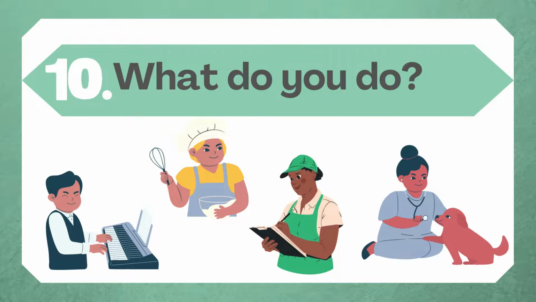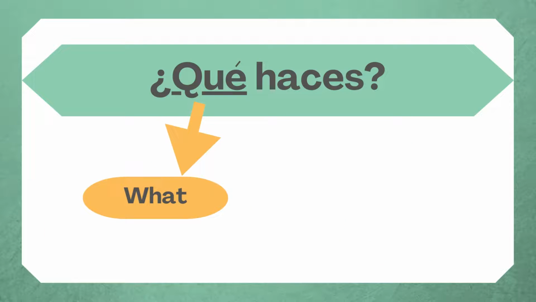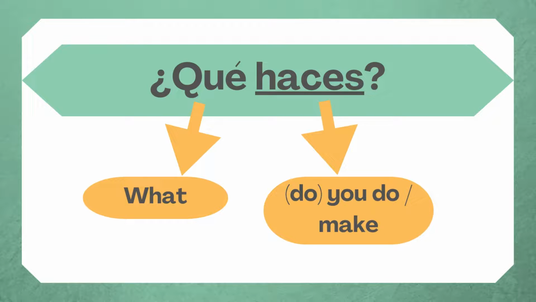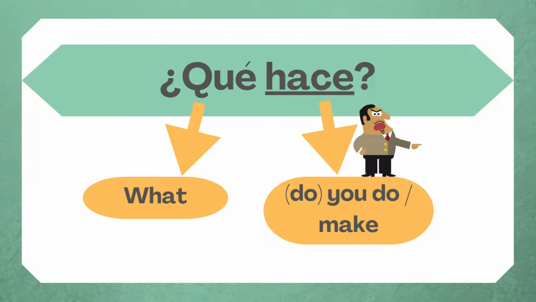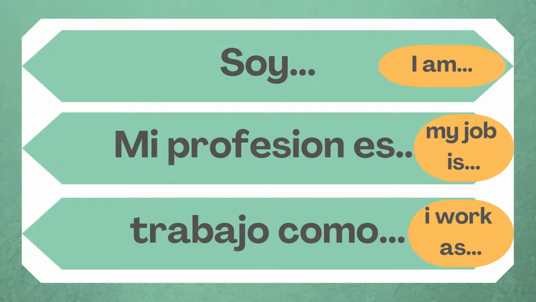The next question is, what do you do or work? ¿Qué haces? ¿Qué, what, haces, do you do or make? But in this case, it means, what do you work? And if you talk politely to somebody, you have to say, ¿Qué hace? To answer that question, you have three options. You can say, soy, I am, and then name your profession. The second option is, mi profesión es, my job is, and then name your profession. Or you can say, trabajo como, I work as, and then name your profession.